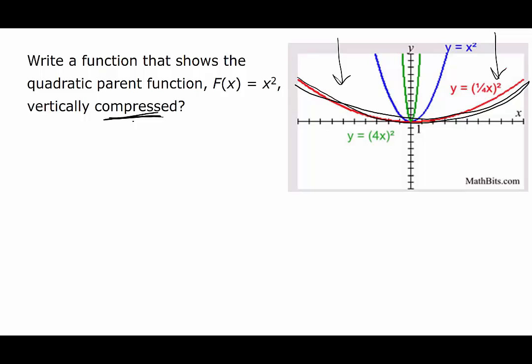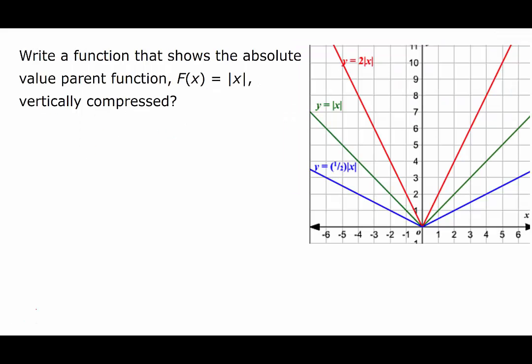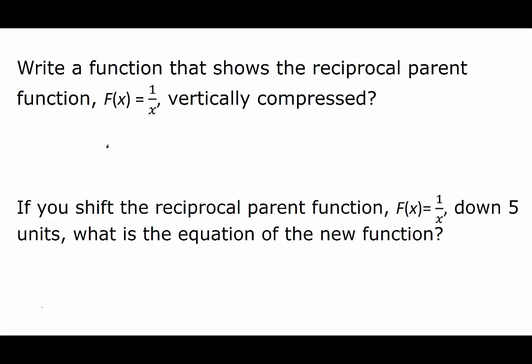Write a function that shows a quadratic parent function vertically compressed. So we could put 0.5 in front, or 1/2 or 1/3. Write a function that shows the absolute value parent function vertically compressed. Anytime I want to vertically compress a graph, I put a decimal less than 1 or a fraction less than 1.